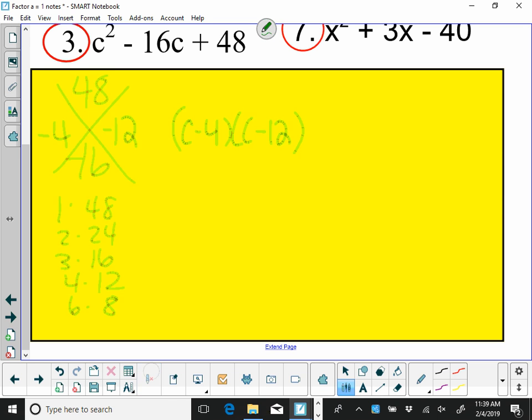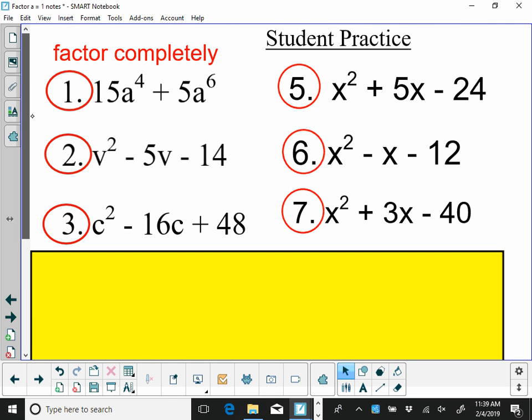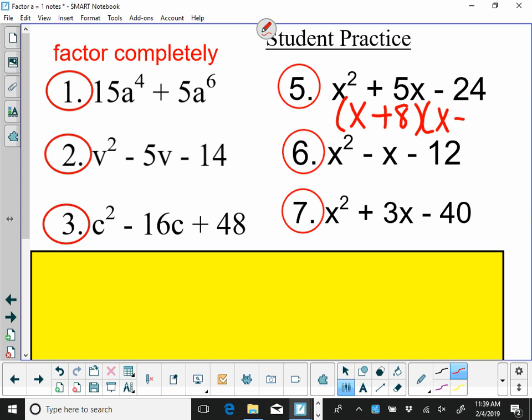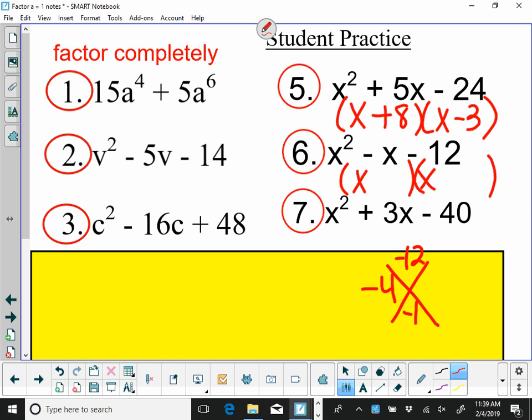Okay? And I've already done number 4, so let's go back up here to number 5. Okay, for this one, you should have gotten a final answer of x plus 8 and x minus 3. Is everybody good on that one? Okay, what about number 6? You should have what? I got negative 12 and negative 1. Negative 4 and positive 3. Good job.